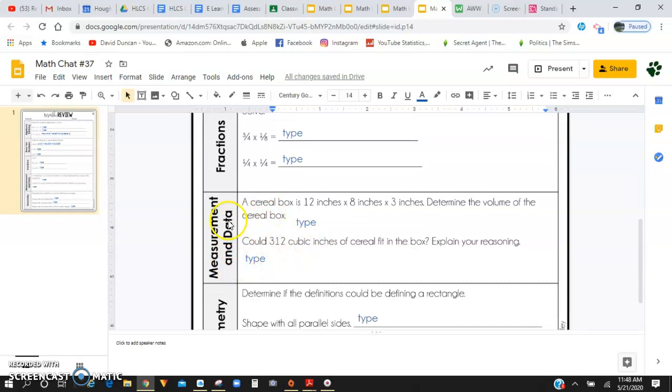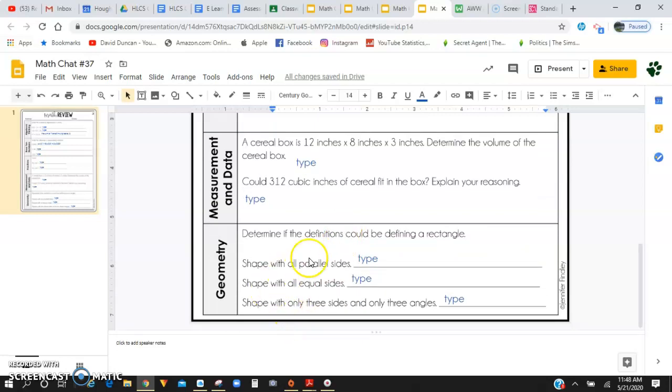Down here, we have some volume, and we've spent a lot of time on volume when we first started online schooling. So you are going to have to find the volume of a cereal box and then decide whether or not 312 cubic inches of cereal could fit into the box up here. And explain your reasoning.